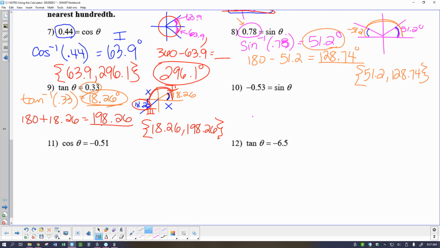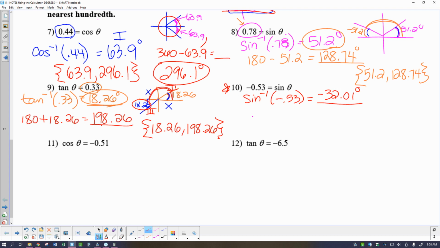All right, we're going to keep going. We got 3 more to go. This one, number 10, is a little bit trickier just because of what the calculator tells us. So we're still going to do our sine inverse. We're still going to do negative 0.53, but the answer that comes out is a little bit different than what we expected. Negative 32.01. Now that's degrees.